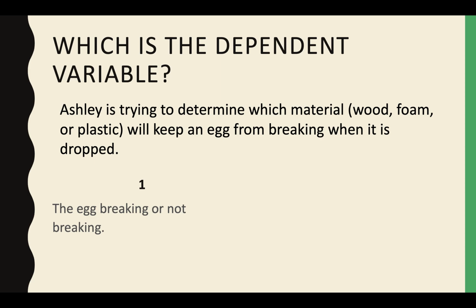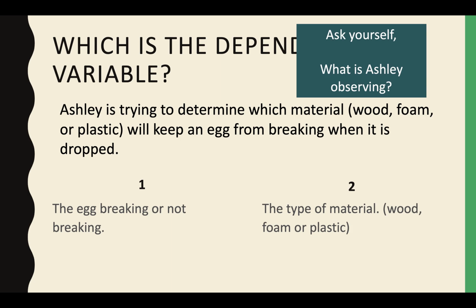Ask yourself, which is the dependent variable? One, the egg breaking or not? Or two, the type of material, wood, foam, or plastic? Ask yourself, what is Ashley observing? Go ahead and give me an answer in 10, 5, 4, 3, 2, 1.